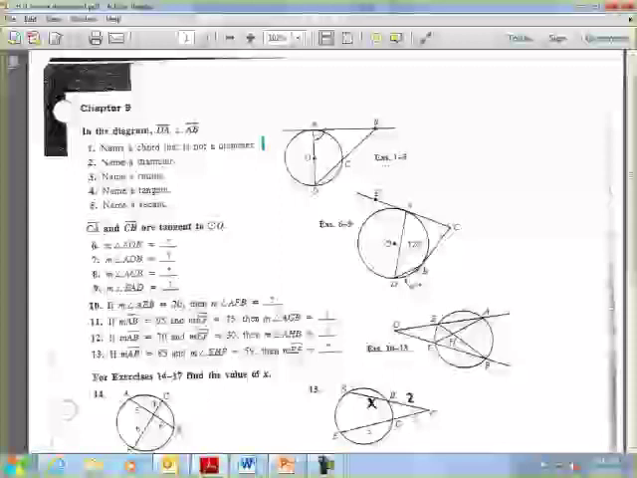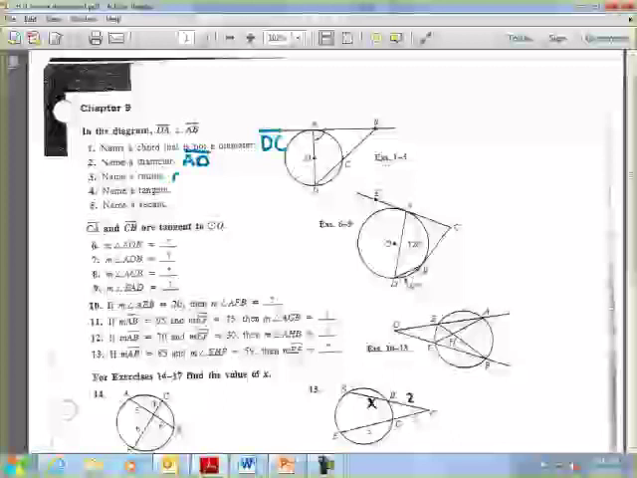DC or CD, order of letters does not matter. Symbols do matter, though. What kind of a thing is a chord? A segment. So we need our segment symbol above that. A chord is a segment because it has endpoints that are on the circle. A diameter, where's a diameter in that picture? AD, again, order doesn't matter, so DA is fine, but what kind of a thing is a diameter? A segment. A radius.